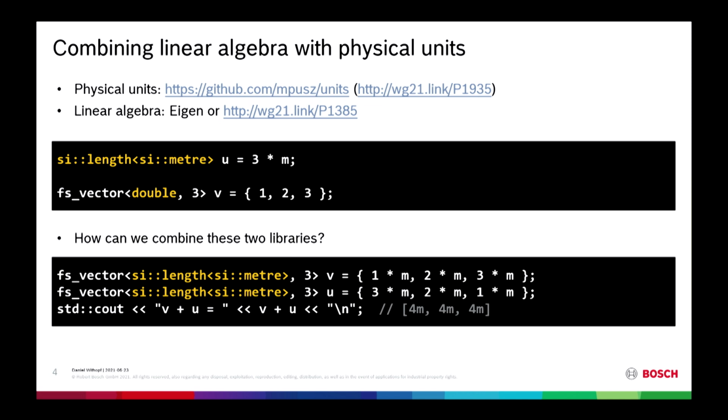Perfect introduction. So we have an fs vector. It stores the length. We have two of these vectors, u and v. And we can now add these 2 together because they have the exact same physical unit. Both have a physical unit of meters, meaning we can add them together and get a valid result. That's really easy.